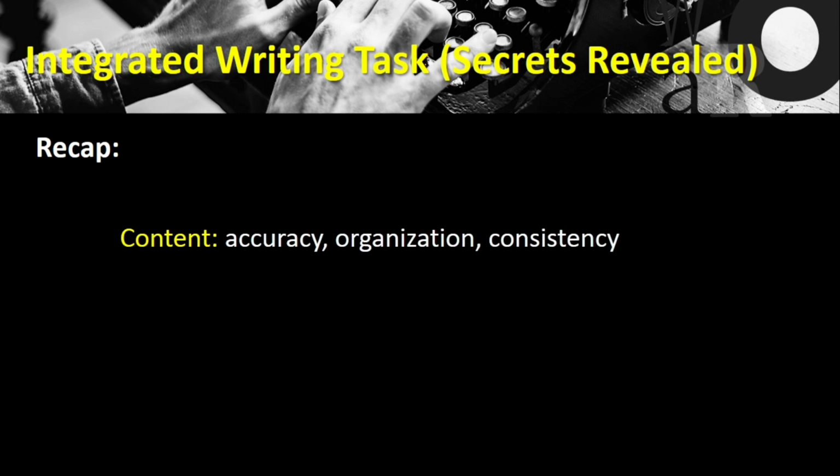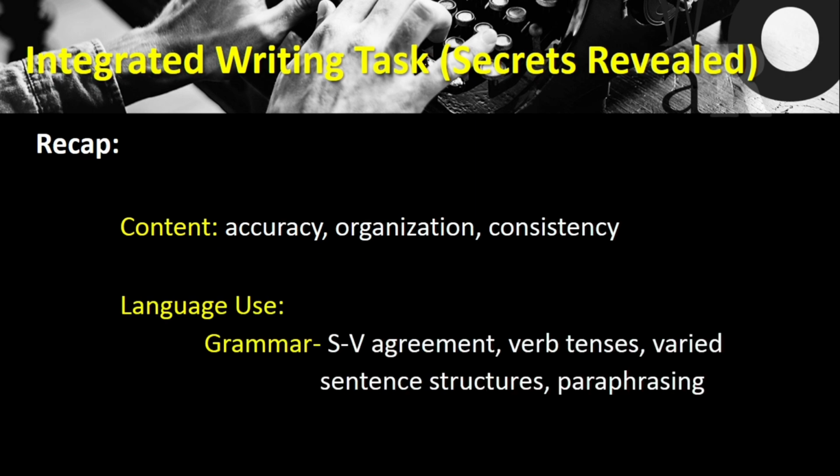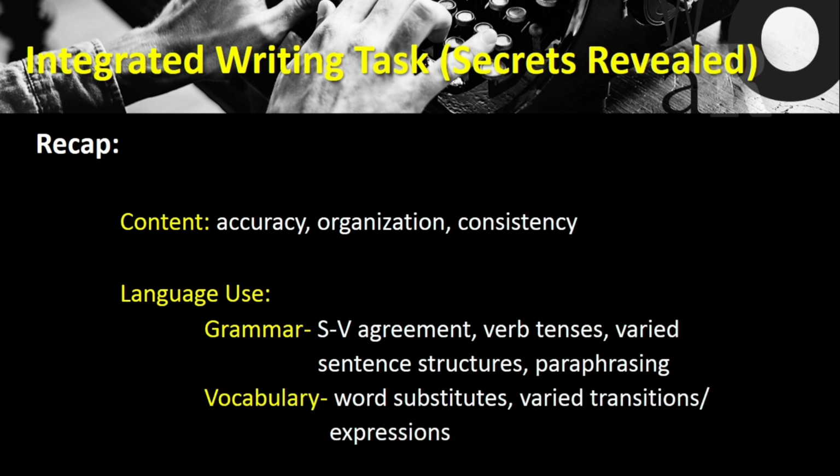And so guys, before we end our lesson, let us first have a recap of the ways you can increase your chances of earning a perfect score from the integrated writing task of the TOEFL. Starting with content, be sure that you accurately take notes of details from both sources, organize the paragraphs in the response well, and observe consistency. As for language use, for the grammar part, pay attention to subject-verb agreement and verb tenses, use varied sentence structures, and make use of your paraphrasing styles. For vocabulary, make use of word substitutes and varied transitions or expressions.